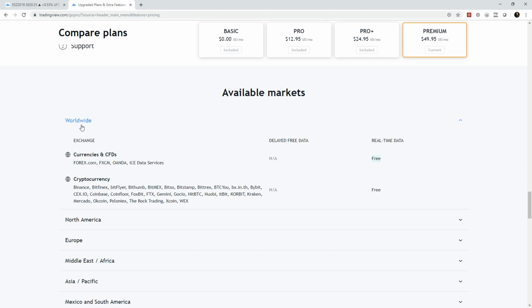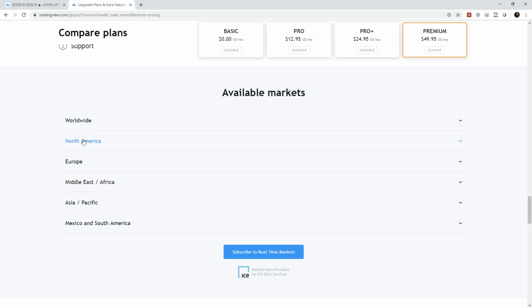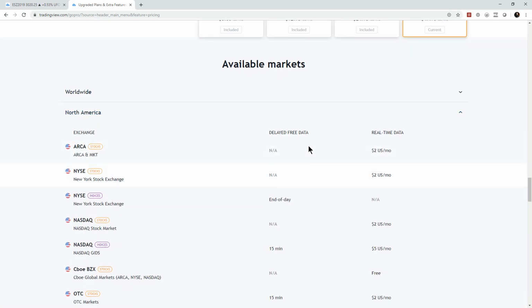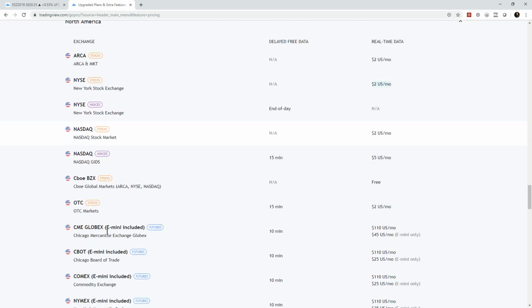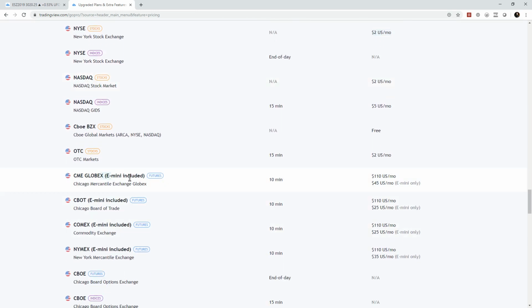They are not centralized. But the moment you get into centralized exchanges, you get free delayed data, which is only 10 minutes, which is okay for most traders, not for intraday, obviously. But if you want real time, then you need to pay a little bit of money. This is for stocks, indices, or futures. For example, the global E-mini package for all the markets is 110, but if you only want the E-mini, it's 45 only. So it's quite reasonable.